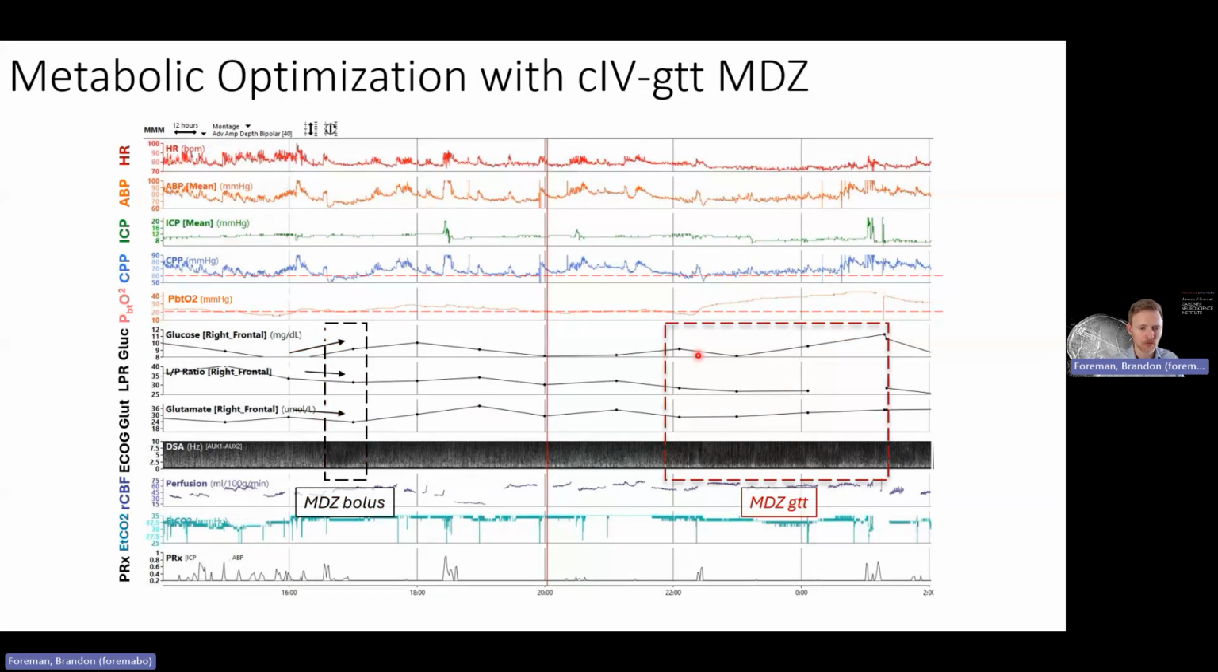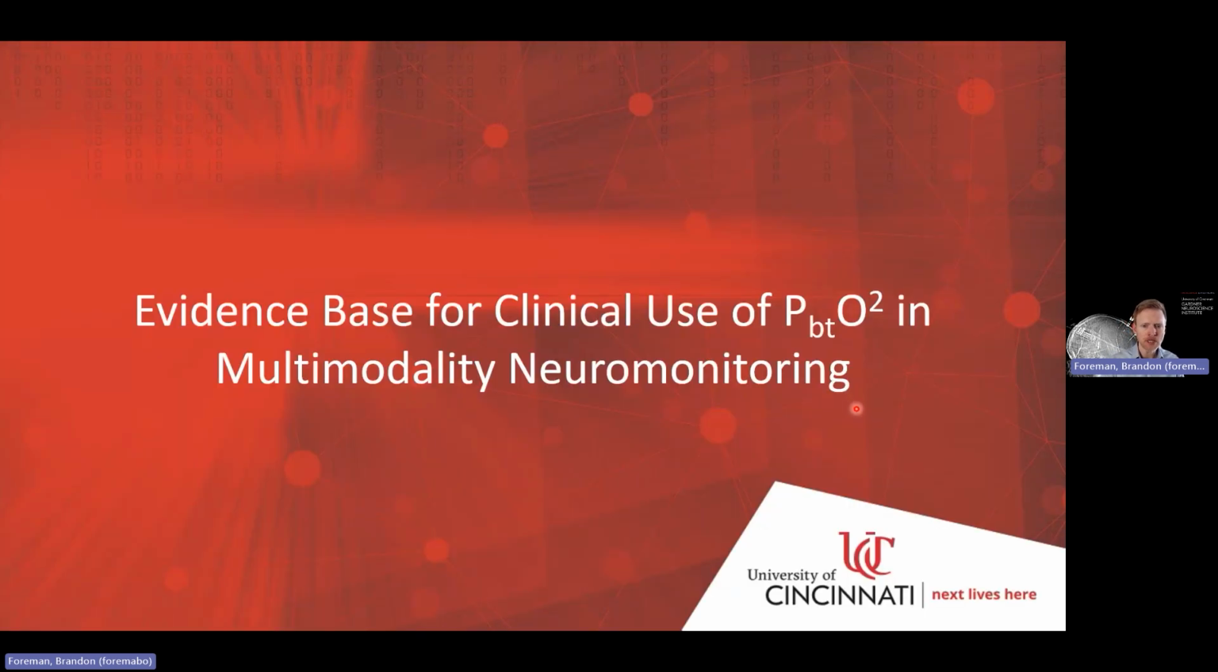So a midazolam drip was started. And with that, even though our CPP is still on the lower end, our pbtO2 increases along with our glucose, with improvements in the lactate pyruvate ratio. So we were able to mitigate the effects of this increased metabolic demand, the mismatch creating a problem of not supply, but of demand in this equation of secondary brain injury.